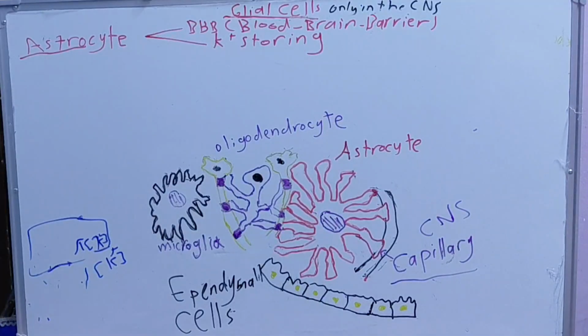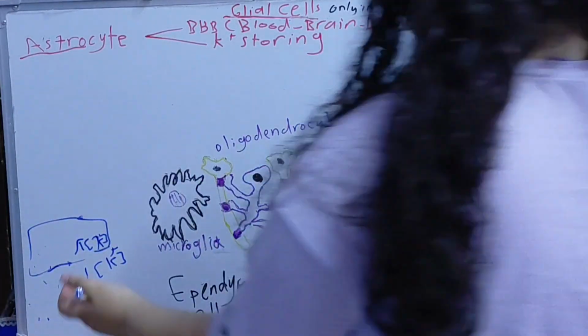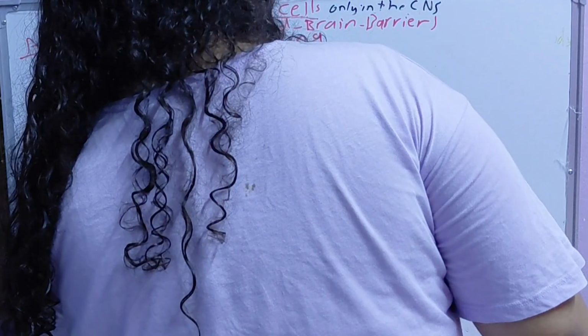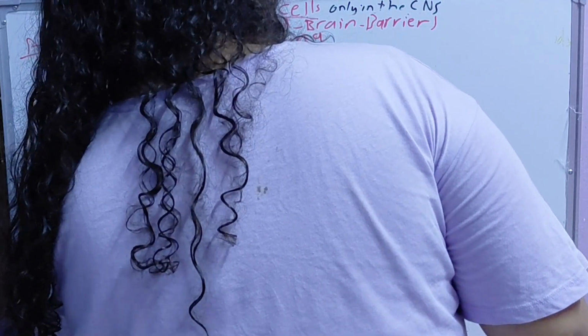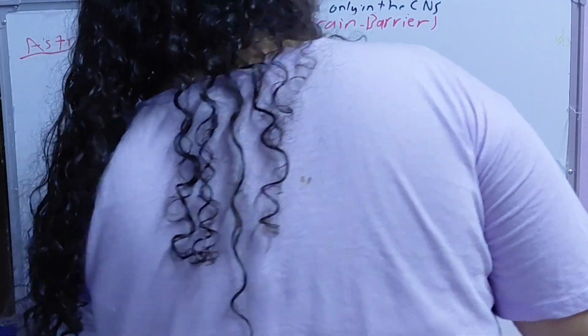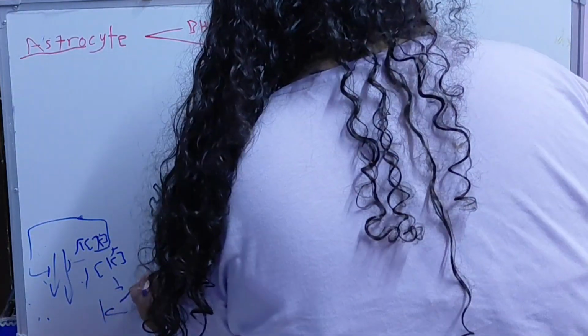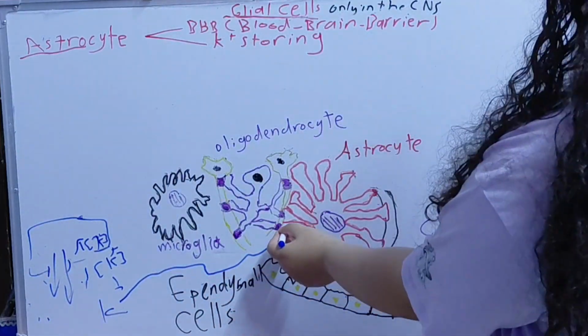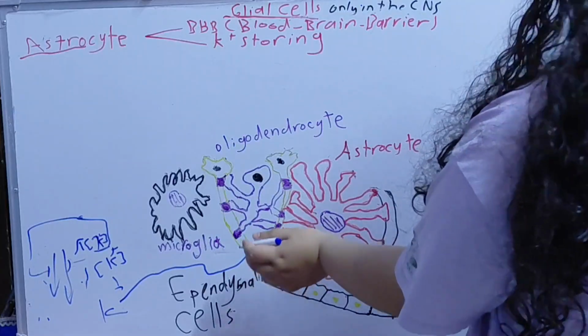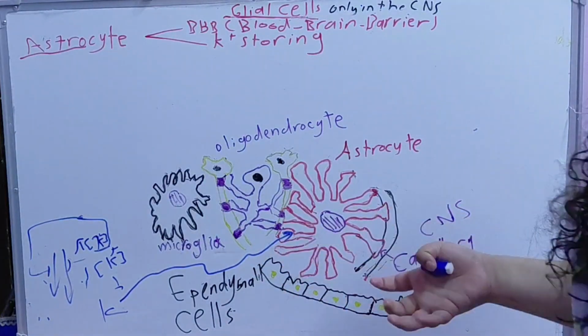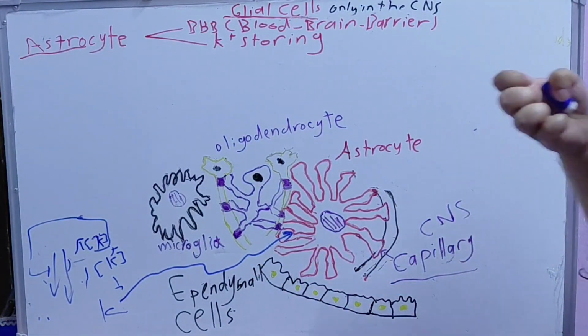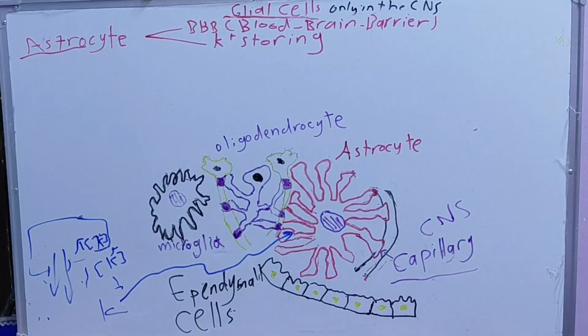So what must we do? We must just let this potassium get out, and when it's accumulated, you can just store it in our hero, the astrocyte. So the astrocytes will take this additional potassium and will prevent it from being accumulated in the extracellular fluid.